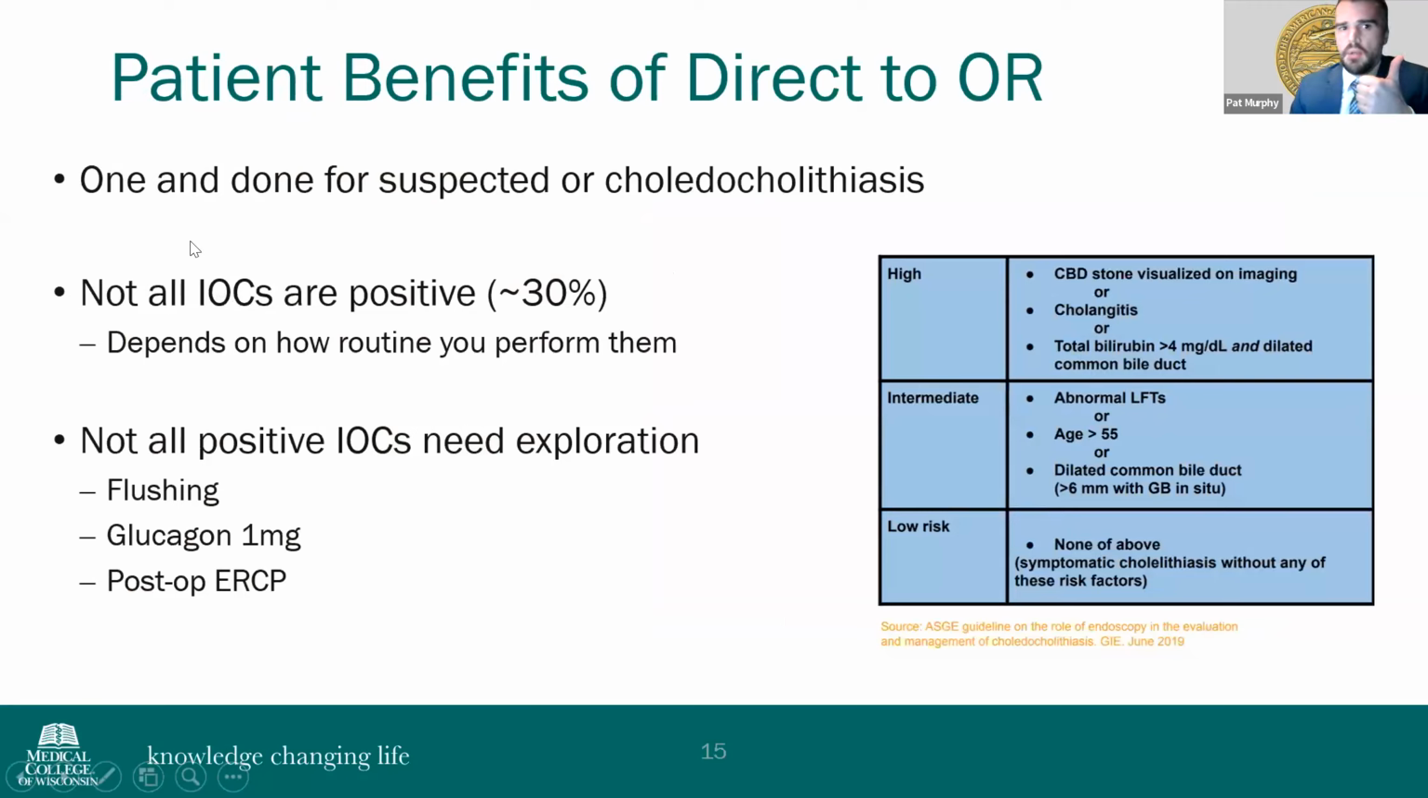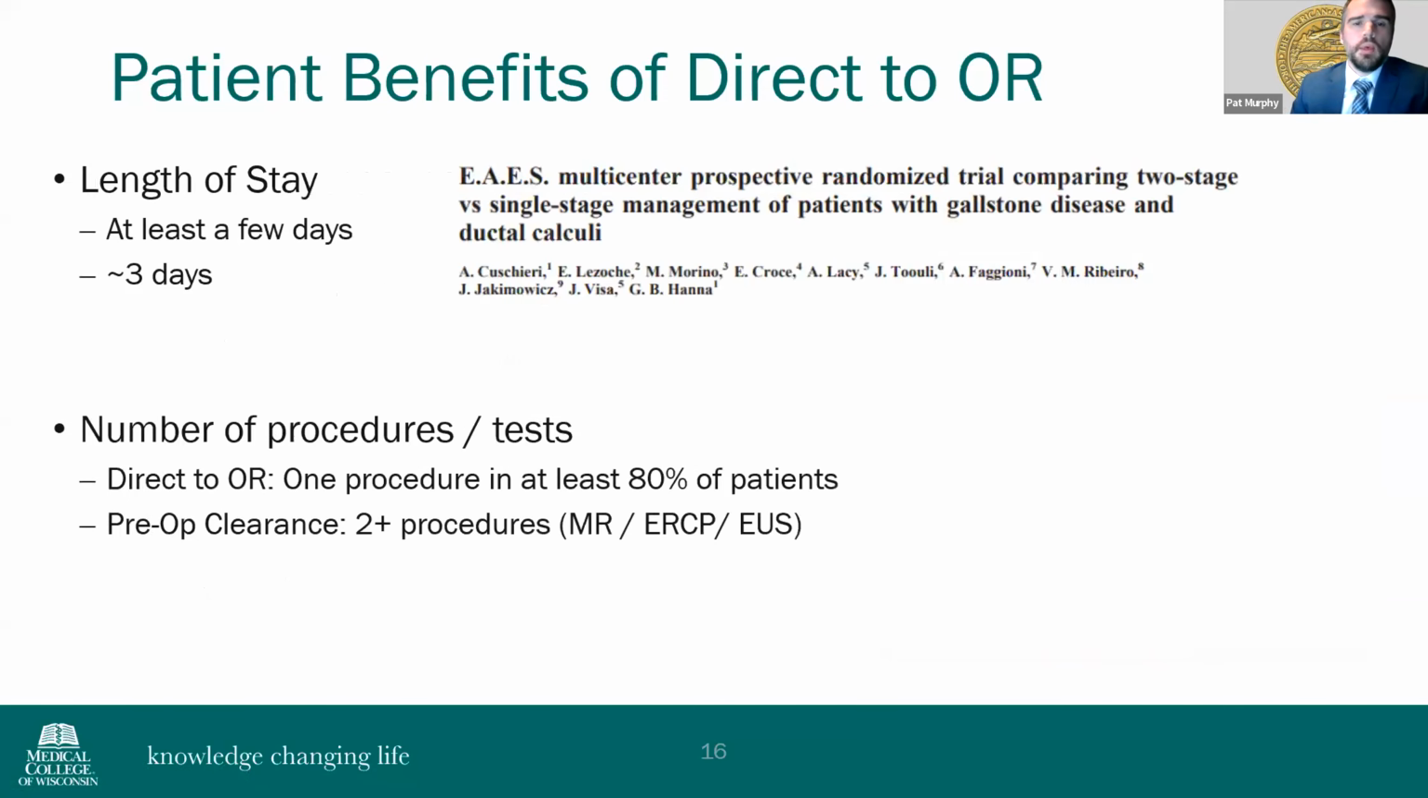And so the patients really benefit from the direct-to-surgery approach. It's one and done. Most IOCs are actually negative. Some of this depends on how often you perform them, what the denominator is. And not all positive IOCs need exploration. Glucagon, I guess, works sometimes. Flushing does work sometimes. And there is nothing wrong with the post-op ERCP. You still helped all of those patients with a negative IOC. You still stop that MRCP kind of clinical momentum that patients get before you take their gallbladder out. The evidence would suggest that patients do benefit.